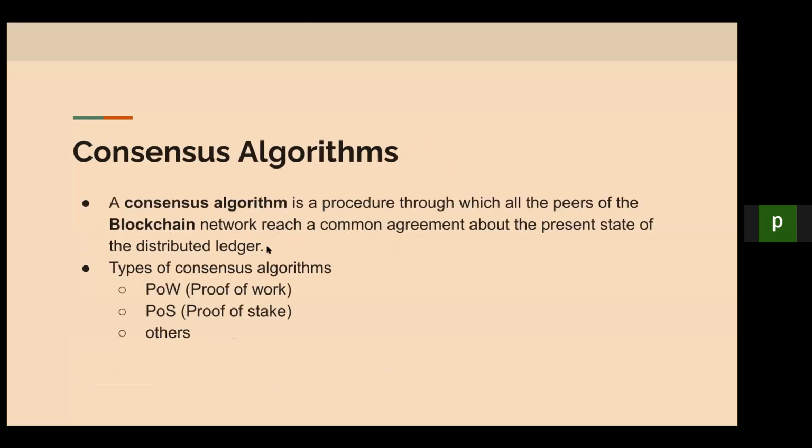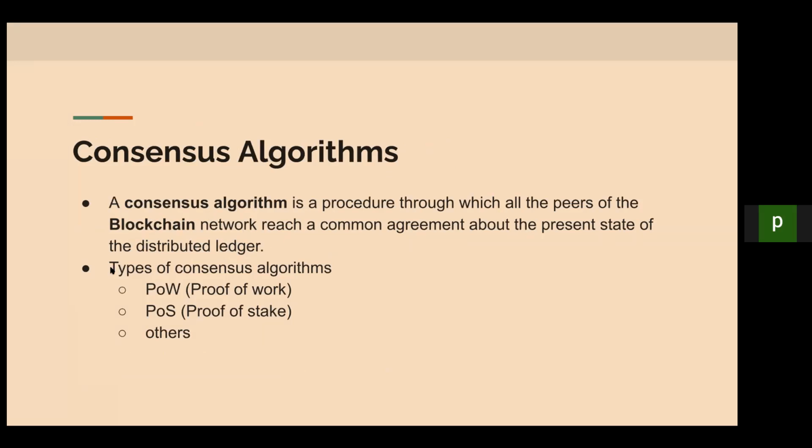And now the consensus algorithms. We have a huge number of nodes in any blockchain network, be it Bitcoin or Ethereum. So we need some consensus algorithm. So what is a consensus algorithm? It is a procedure through which all the nodes or peers of the blockchain network reach a common agreement about the present state of the blockchain. It is also called a distributed ledger. A ledger is a kind of database and it is distributed, so it is called that.